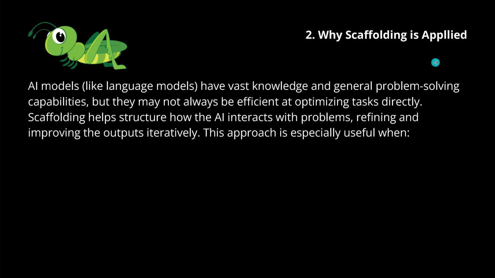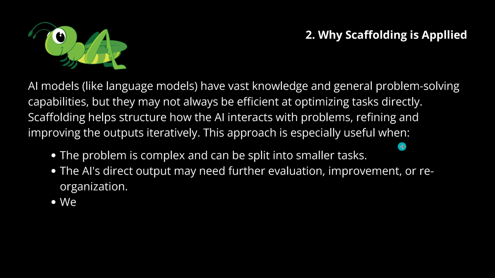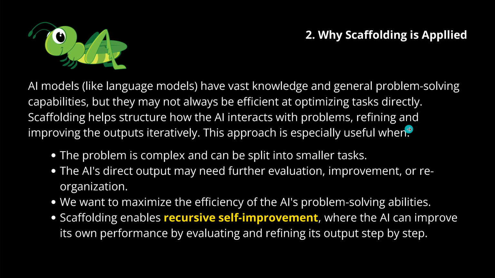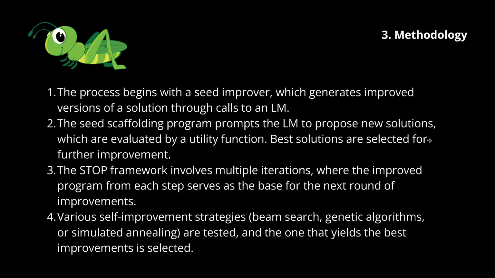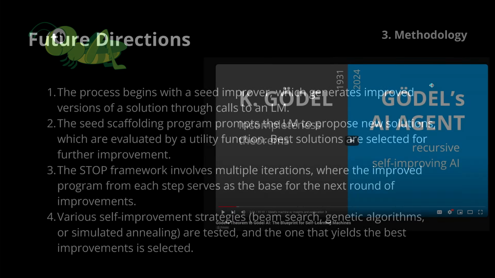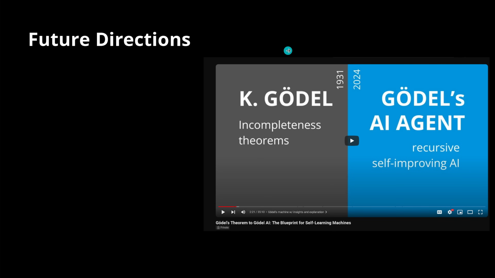Sorry, there's a typo. There's an explanation for you. Recursive self-improvement is what we are looking for. And a short summary of the methodology for my green grasshoppers. So you see, future direction.